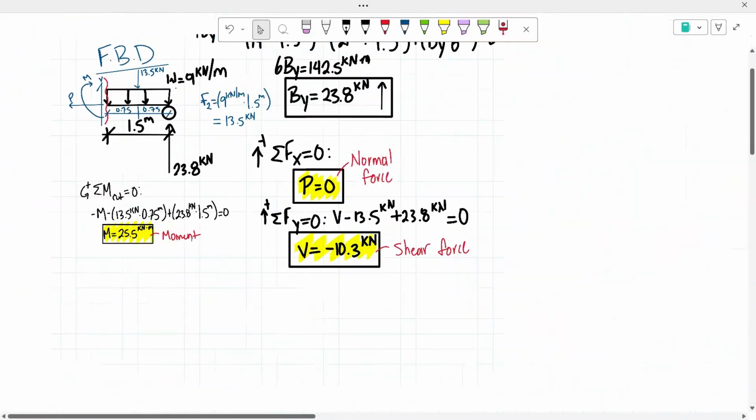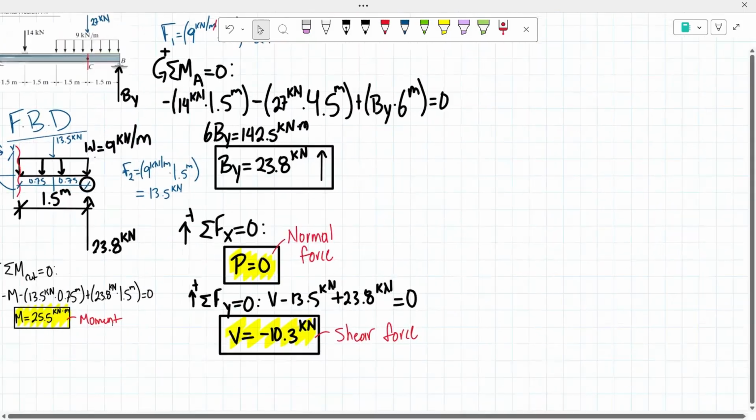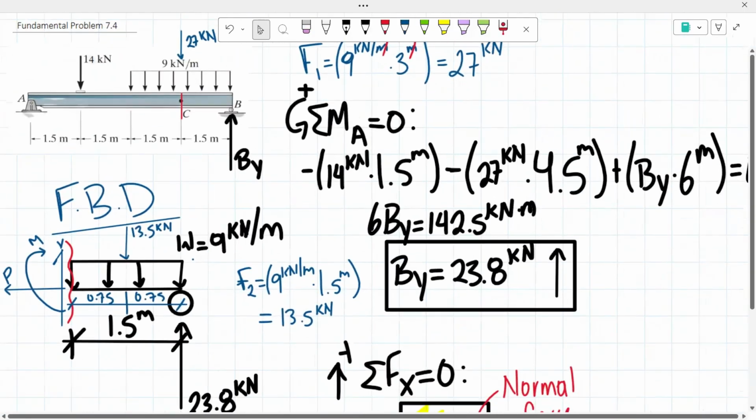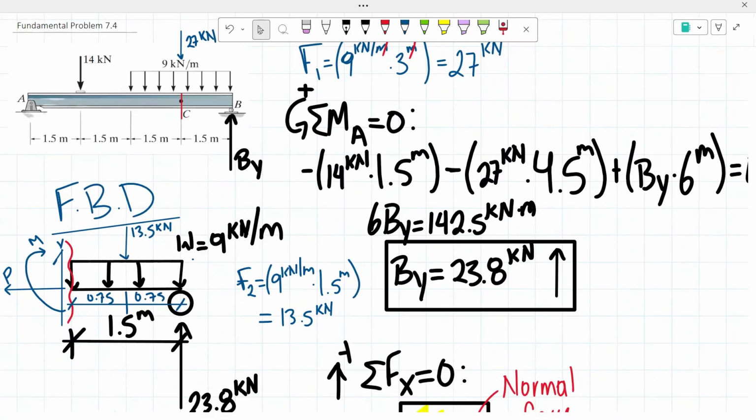And with that, we are done with this fundamental problem 7.4. So once again, this problem was asking us to determine the normal force, shear force, and moment at point C, which is why we decided to do the cut on the beam at point C. From there, we analyzed both sides of the beam and determined which side of the beam would be easier to work with. We decided the right side, since on the right side we just had one unknown reaction. From there, we found the concentrated force of that distributed loading that we have, and then we proceeded to finding the value of our reaction.